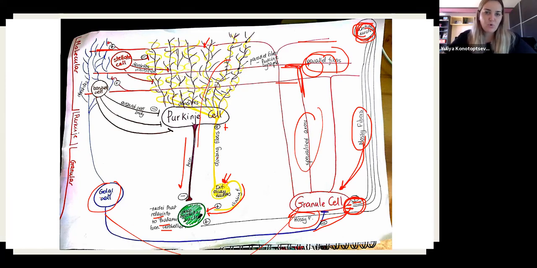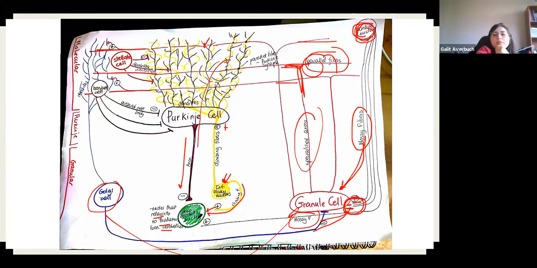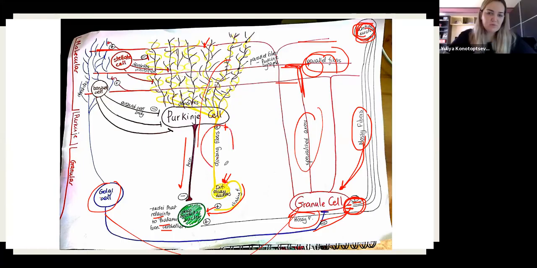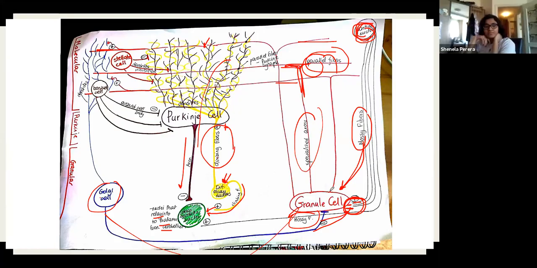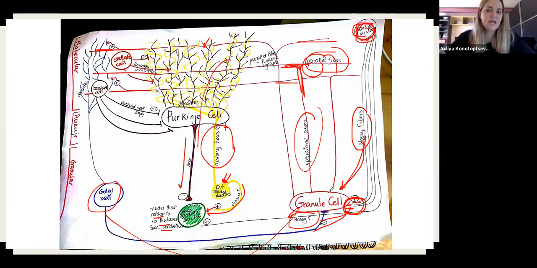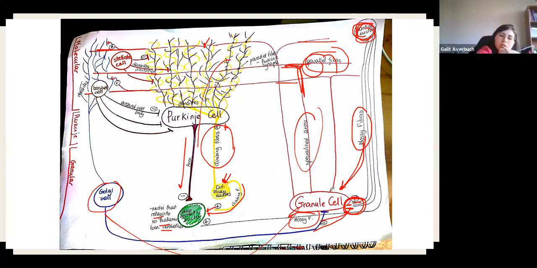Climbing fibers also synapse with the dendrites of the Purkinje cell. Mossy fibers synapse with the dendrites of the granule cell. Who can inhibit the synapse of mossy and granule cell? The Golgi cell. How do you call this whole interaction between them?